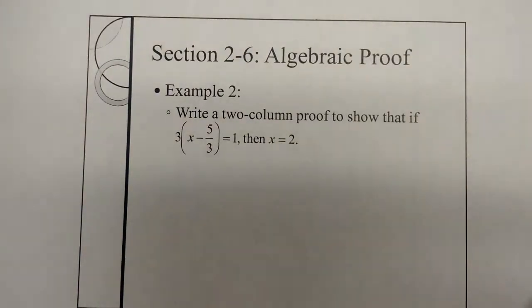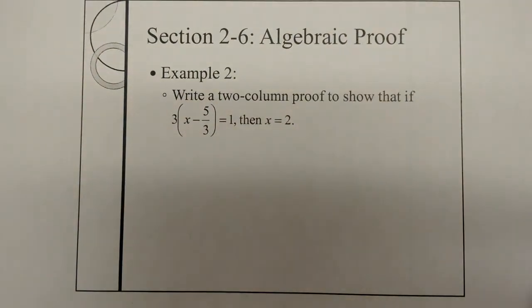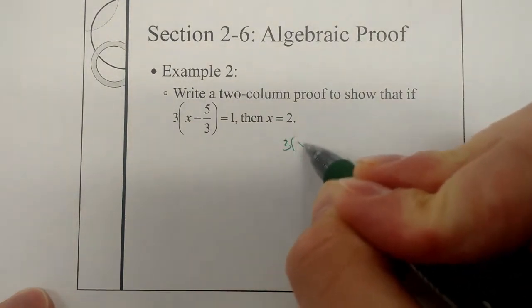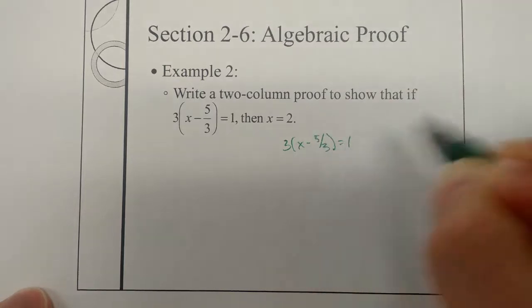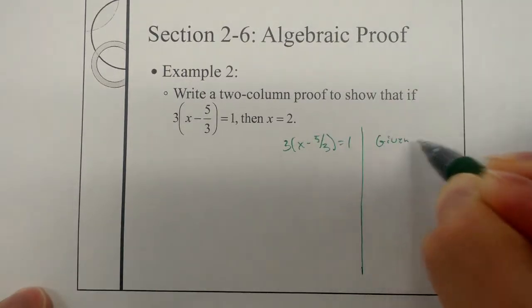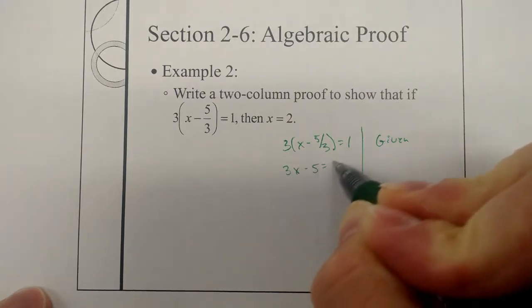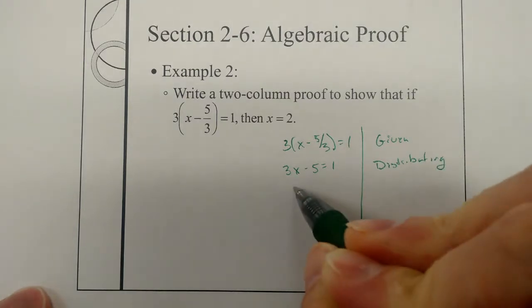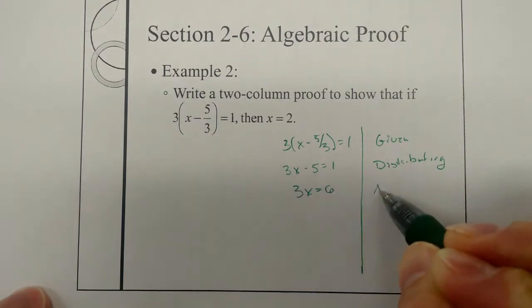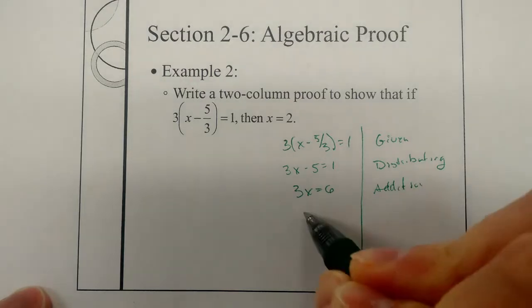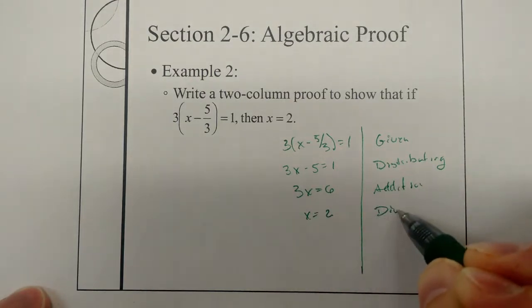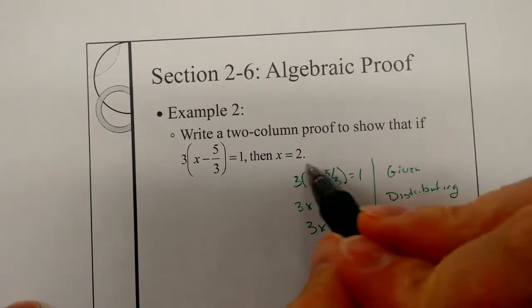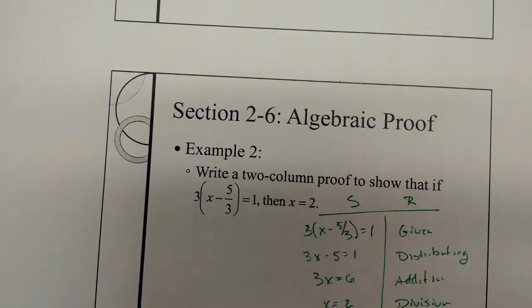Similar thing, a two-column proof to show that if 3 times x minus 5/3 equals 1, then x is equal to 2. You actually start the same way, except this time you know what the answer is. So that's given. Once again, distributing. Addition, so you add the 5 across. And then division, divided both sides by the 3. So that's what a two-column proof looks like: statements and reasons.